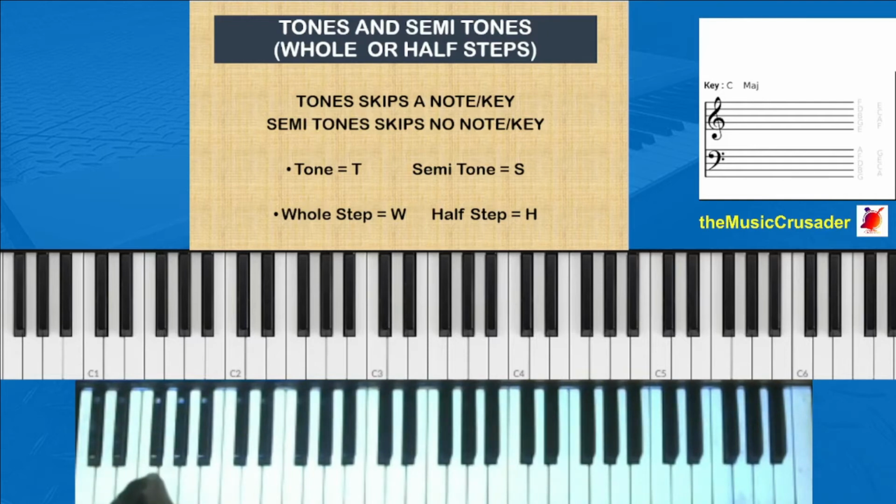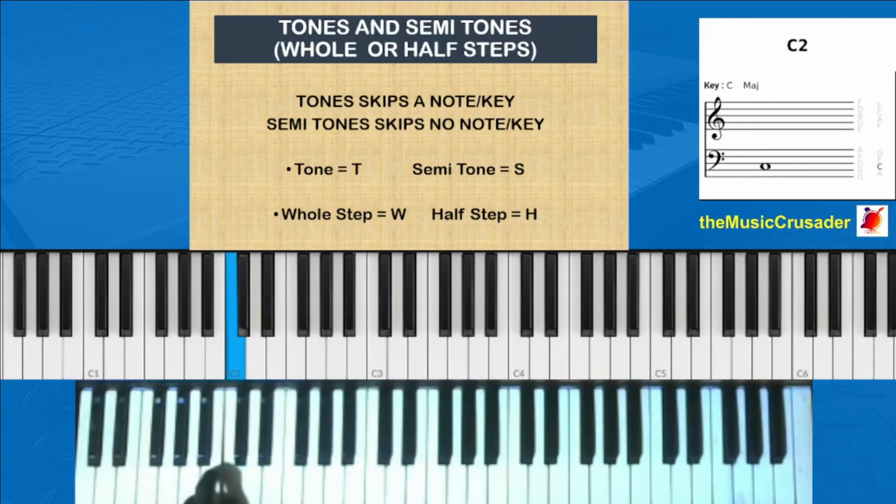Okay, let's move on. From F to G is also a tone because I skipped F sharp or G flat. From G to A is a tone because I've skipped what? I've skipped G sharp or A flat. Very good. From A to B is a tone because I've skipped what? A sharp or B flat.